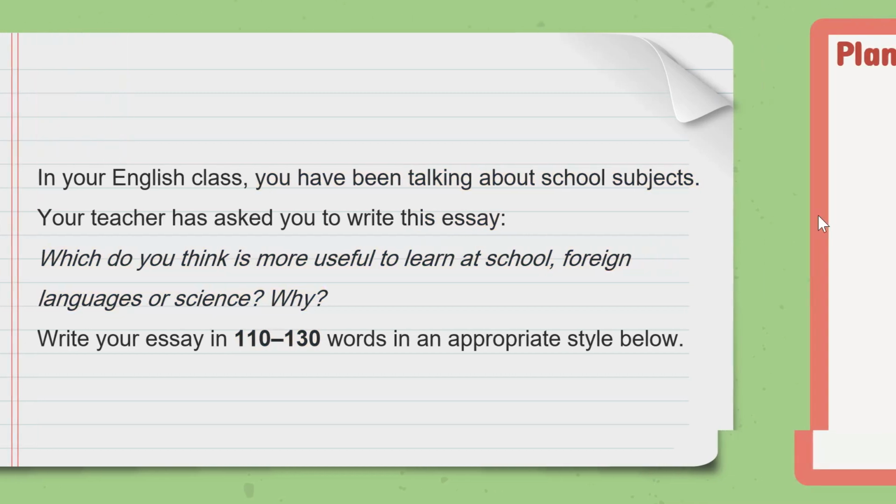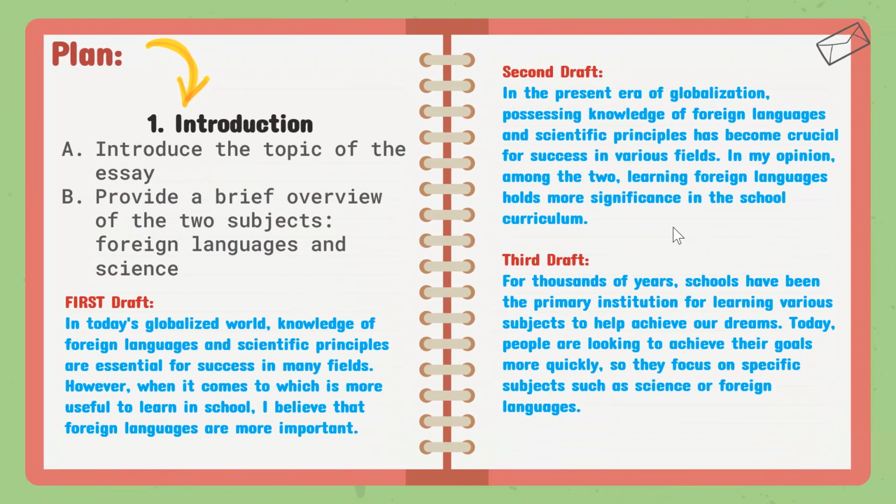Now, if we go to the second page, here is the plan. As you can see, I started with the introduction. So what should I write in the introduction? You have to introduce the topic of the essay. What is the topic of the essay here? It is about language, learning and schools, so this is a good point you can introduce. So A, introduce the topic of the essay. Second, you have to provide a brief overview of the two subjects, which are foreign languages and science. These are the two things you should focus on in the introduction.